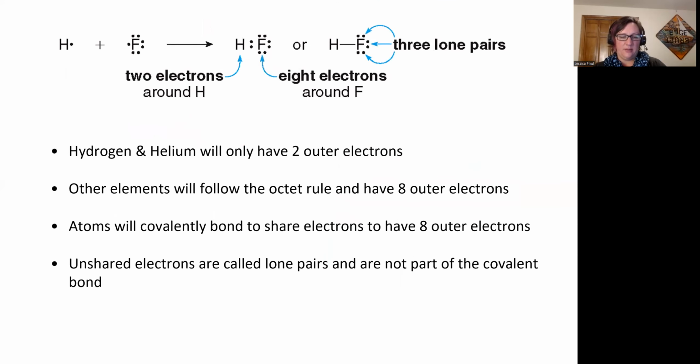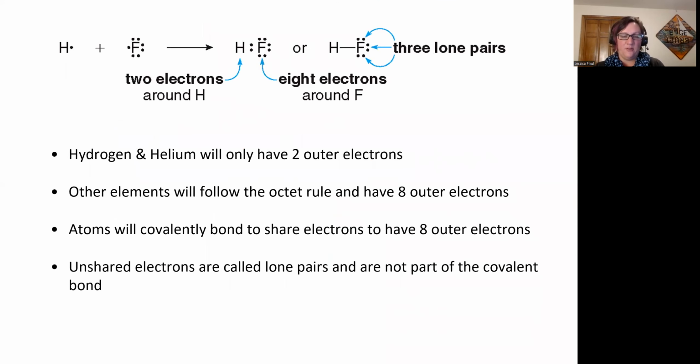So a few details about this. Here's another example, of hydrogen and fluorine forming a bond together. Hydrogen is our simplest element, right? It's just one proton, one electron, not even any neutrons. And so it's an exception to the octet rule. It's so small that it actually can't fit 8 electrons around that one little proton. Helium's the same. It's also really small.